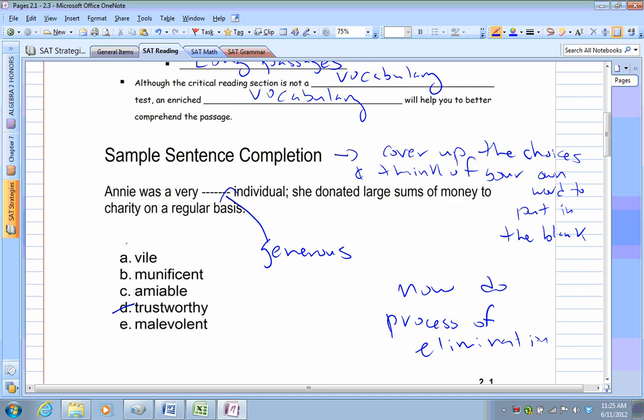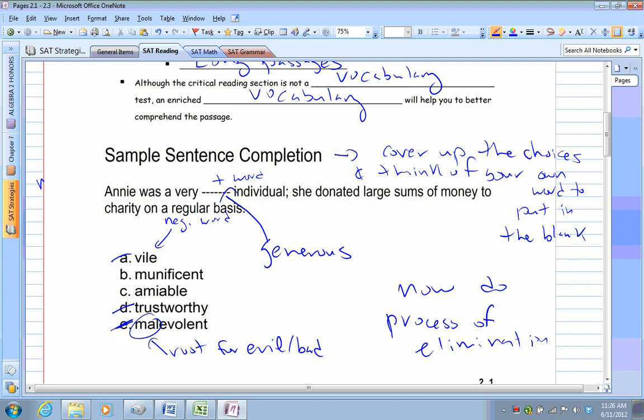Malevolent? Yeah, because that means bad, right? That's a root for evil. So roots are good to look at as well. What else can we get rid of? Vile. Yeah, vile is a negative word, because we want something positive here, right? And remember, it has to be a perfect fit. Like trustworthy, you could twist it, but it wasn't really a perfect fit. So now it's down to B or C.